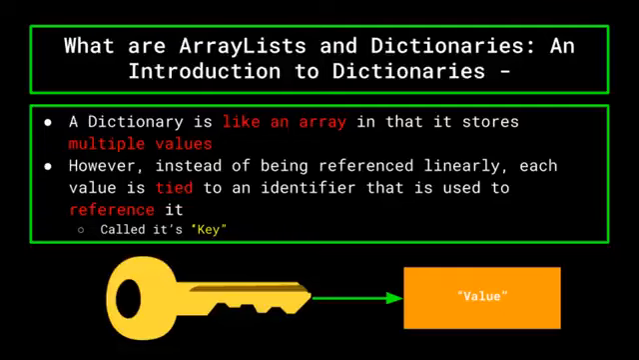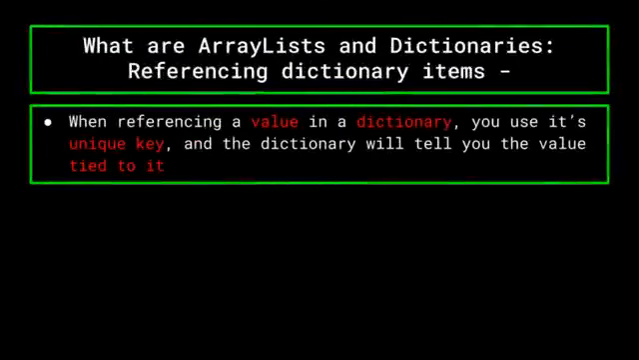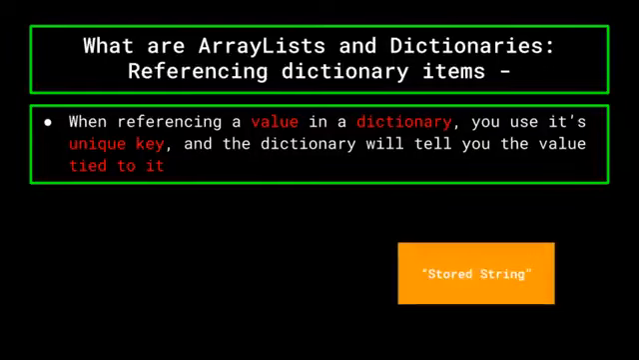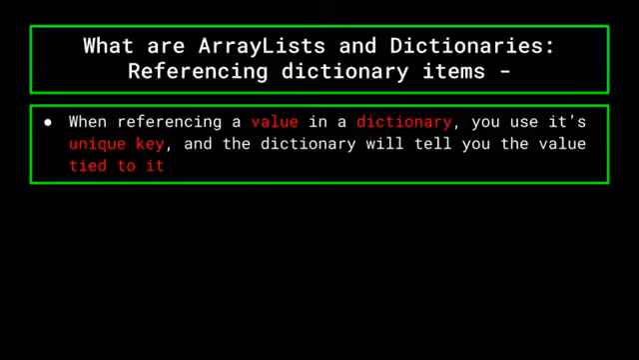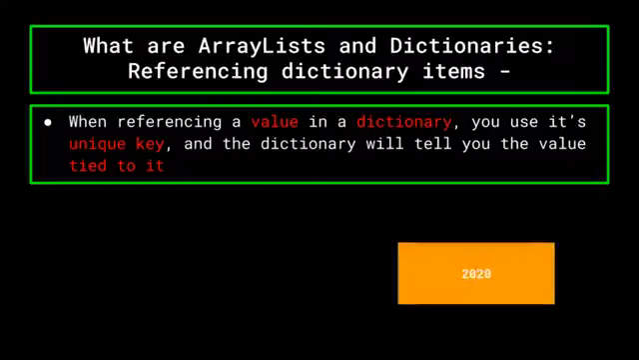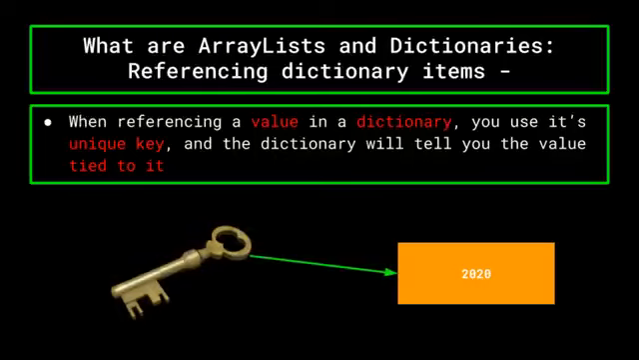Basically, we say that each position in a dictionary holds a key value pair. When referencing a value in a dictionary, you will use its unique key, and the dictionary will tell you the value that it is tied to. Think of it like this. Each time you add an item to your dictionary, your computer creates a handcrafted box to store the data, and also custom makes a jewel key, one of a kind, no other like it in the world. This way, there is only one key that goes to the box that stores a certain bit of information.